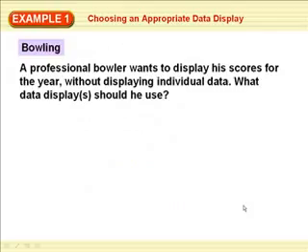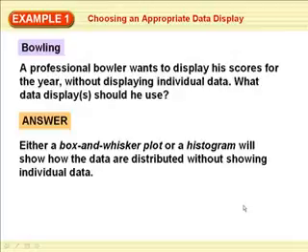So let's take a look at a couple of things. Example 1, a professional bowler wants to display his scores for the year. Without displaying individual data, what data display should he use? So he just wants to take the values and he doesn't want to show any individual data. That's not a bar graph. That wouldn't be a line graph. So it would have to be, and a stem and leaf plot would be individual data, so he'd have to combine it into a histogram or a box and whisker plot. And I don't think that would show individual data then.